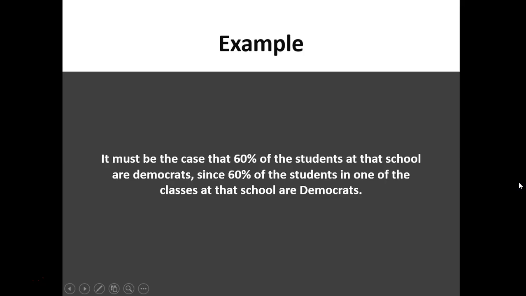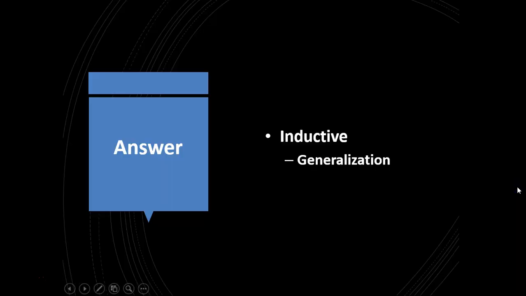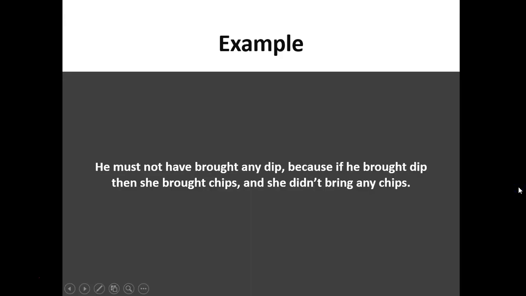It must be the case that 60% of the students at that school are Democrats, since 60% of the students in one of those classes at that school are Democrats. So you're trying to conclude this, that 60% of the students in the entire school are Democrats based on a poll you took, where 60% of the students in one of the classes at that school are Democrats. That's inductive and generalization.